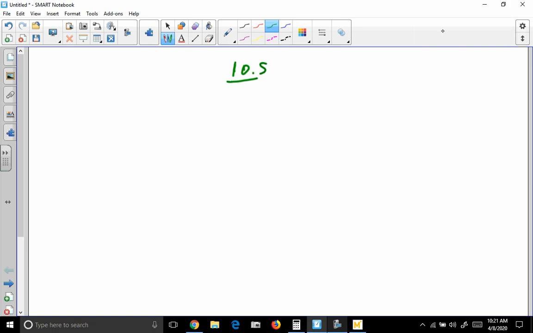Okay, so let's work on some examples out of 10.5. So the first one we have is this, and the instructions are to rationalize the denominator. So we want to make a fraction that doesn't have a square root on bottom. It may have a square root on top, but we don't want one on bottom.